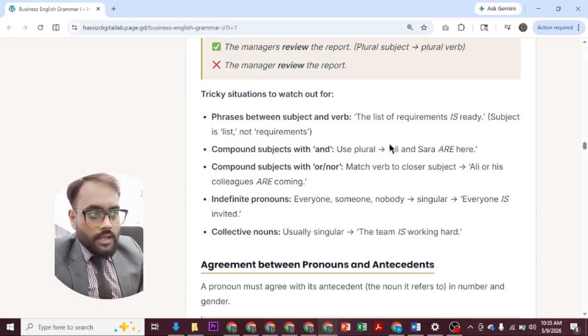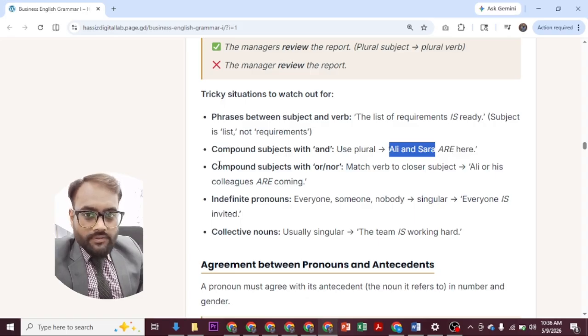There are two people, Ali and Sarah, being talked about. As in the previous sentence, we used "is" due to the singular subject. Over here we have the compound subject. What's the compound subject over here? We have Ali and Sarah, and for that we are using "are" over here.